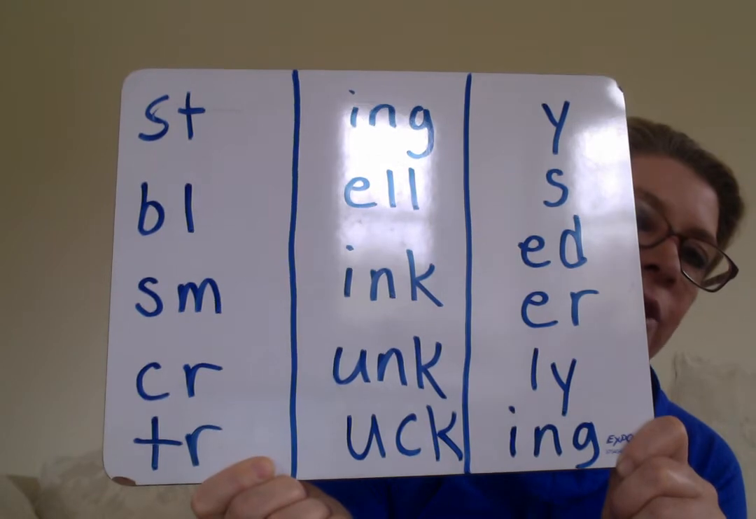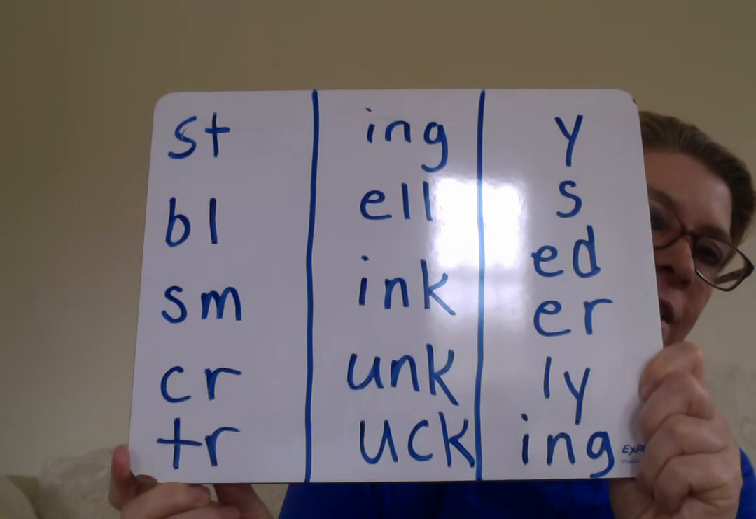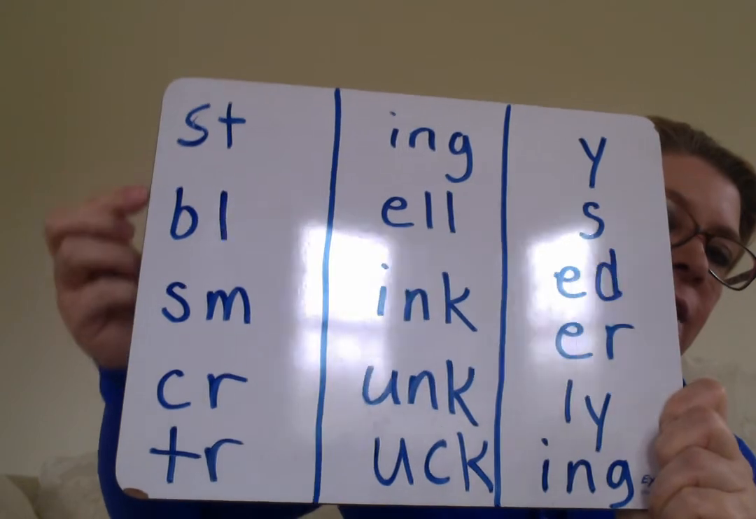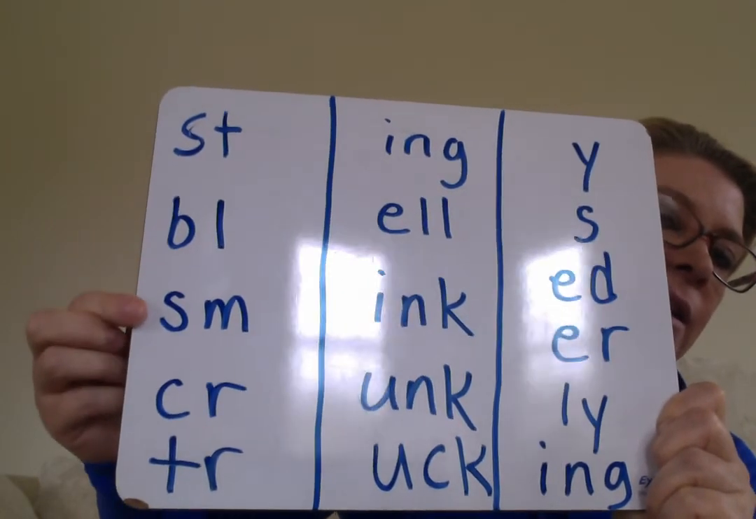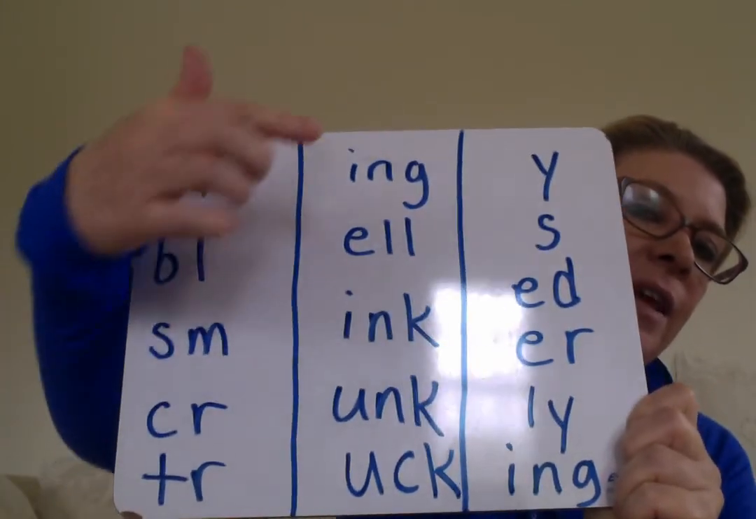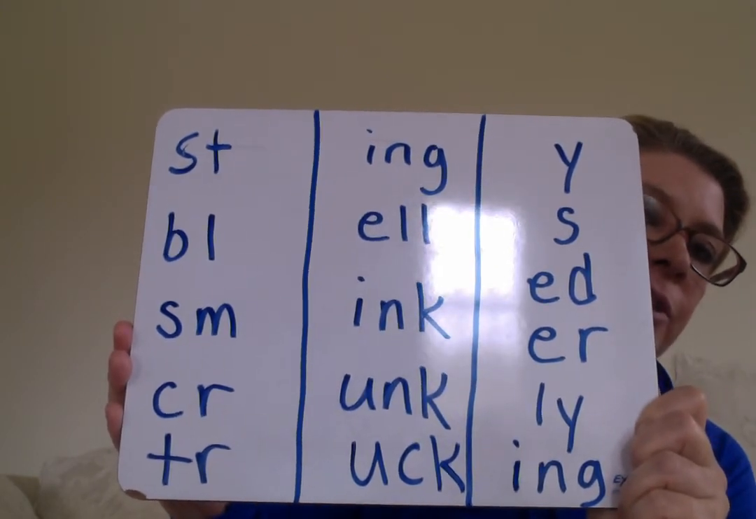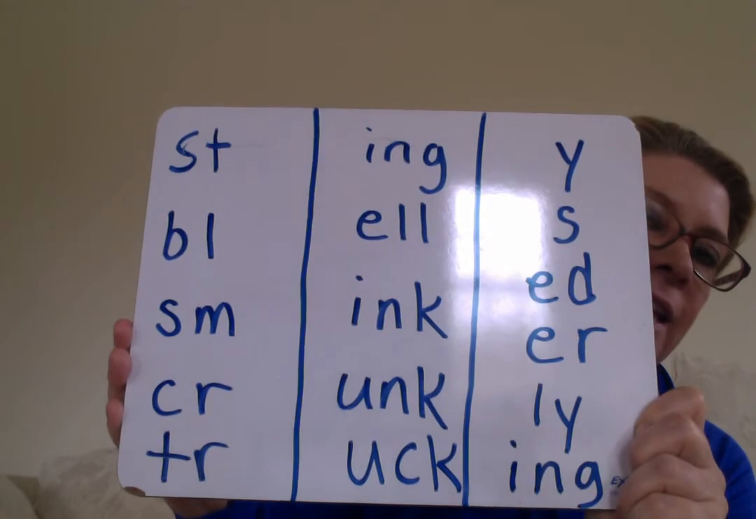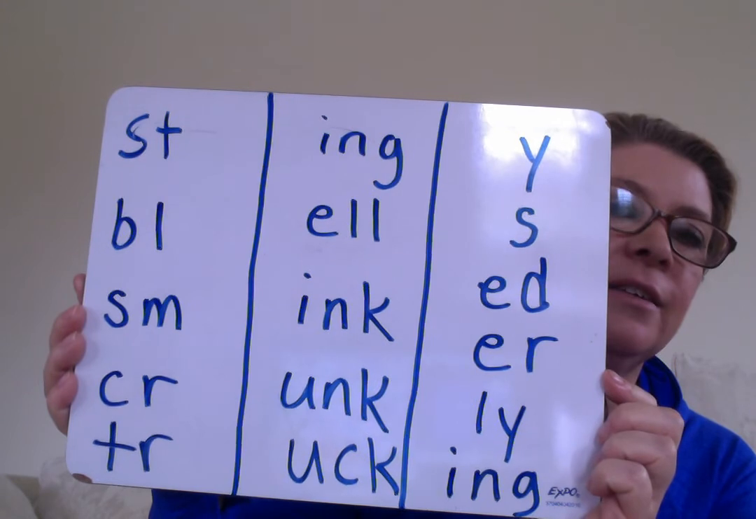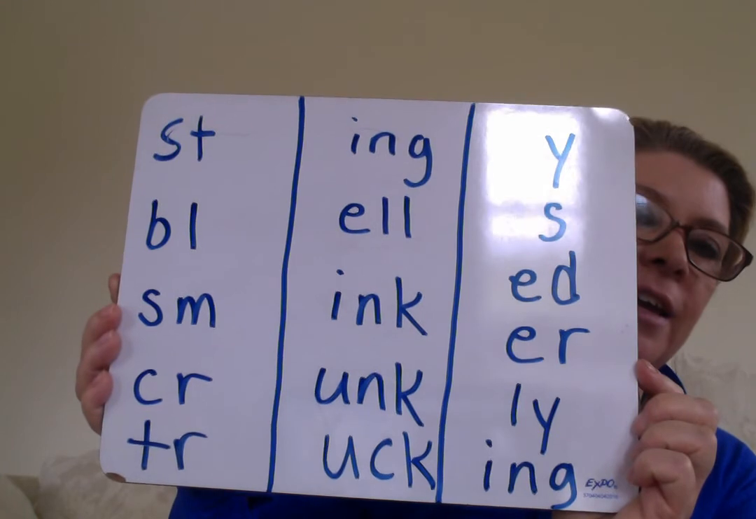And what I would like you to do is try to make some words. I didn't put it all mixed up, but you could do that for fun after, as a challenge. So I started with st, bl, sm, ker, ter. And then we have all those sounds we talked about last week, those sounds that you're going to see often in words: ing, l, ink, unk, uck. And then we have endings with y, s, ed, er, ly, and ing.